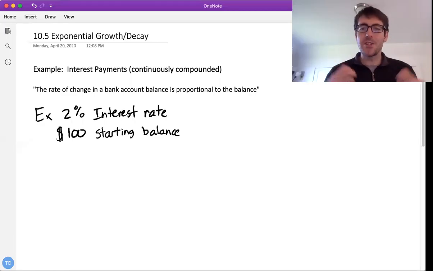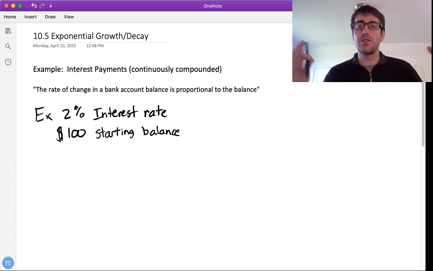All right, the first major type of differential equation that we're going to talk about are the differential equations whose solutions are exponential functions, so exponential growth or exponential decay. And so the first example that we're going to talk about is a bank account interest payment.